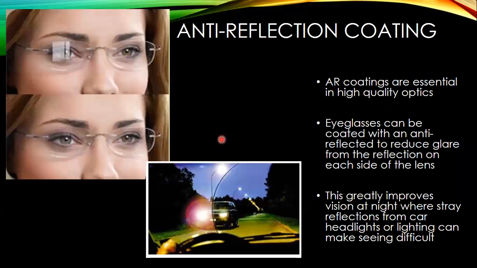And here is an example where eyeglasses don't have a reflective coating. You can see the reflection right here. And here's the same alignment, but here the woman is wearing glasses with this anti-reflection coating. And you're like, well, okay, so we have a little bit of reflection here.